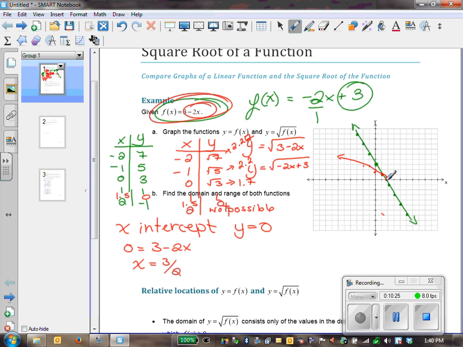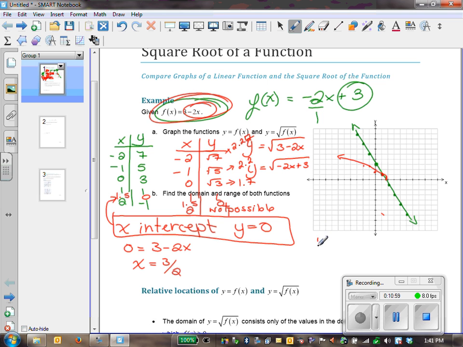So here's the key to these. Always find your x-intercept of your original function. It may not be a pretty number, but it's still where your radical graph is going to start. Yes? Good? Hope so. So where would my invariant points be? 1.5, 0.